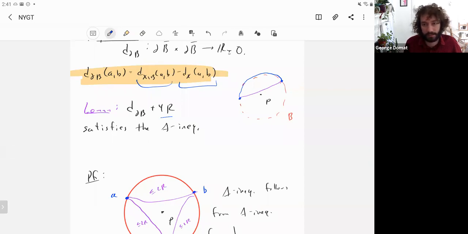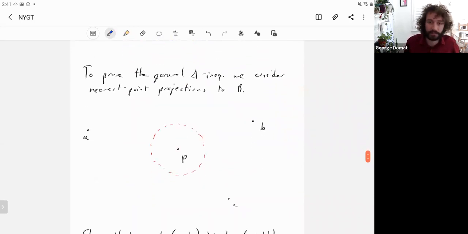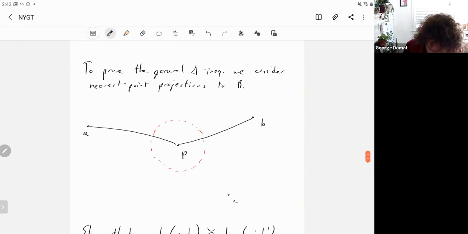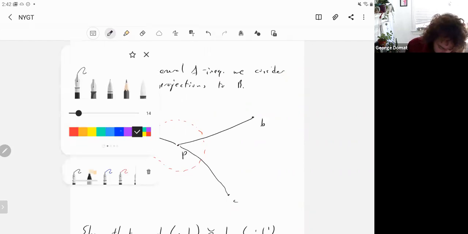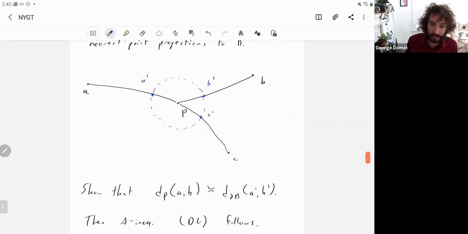Great, so now, that was very restrictive. We were on a very restrictive set where we could prove the triangle inequality. So how are we going to make it work in general? You consider nearest point projections to the ball. So now I'm back to my general setting, and I have A, B, and C, and I want to take the nearest point projection from A to the ball, B to the ball, C to the ball. So I connect A and P by a geodesic, B and P by a geodesic, C and P by a geodesic, and then I take these nearest point projections, which is the first time they intersect: A prime, B prime, C prime.